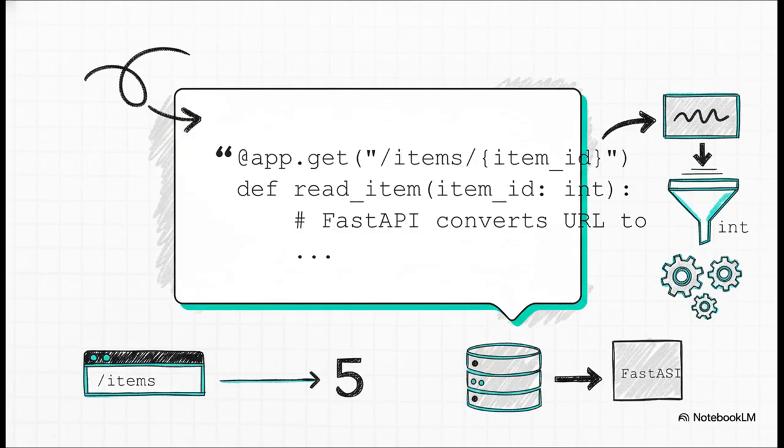Here's what a path parameter looks like in the code. See those curly braces around item_id in the decorator? That's a placeholder. FastAPI just knows that whatever number is in that part of the URL should be passed to our function. And here's the real magic. Because we used a Python type hint and said item_id should be an int, FastAPI automatically checks that it's a number and converts it for us, for free.